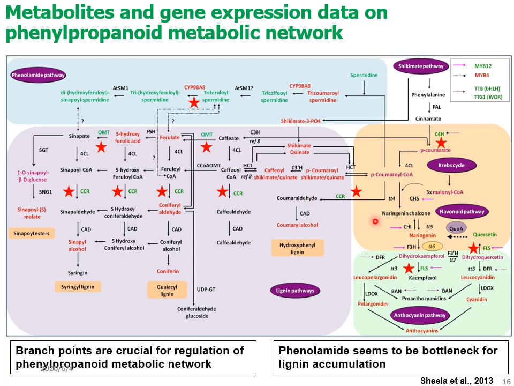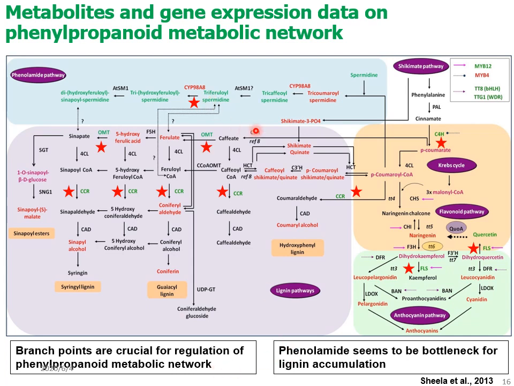Now, you need to look very carefully at where these changes are happening. All these changes occur at the junction. What junction? The junction where a metabolite can go in multiple directions. For example, in this case, 5-hydroxyferulic acid can go to form sinapate, or it can form 5-hydroxyferuloyl-CoA. And therefore, all these junction metabolites and related genes were differentially expressed. This shows that branch points are crucial for regulation of the phenylpropanoid metabolic network.